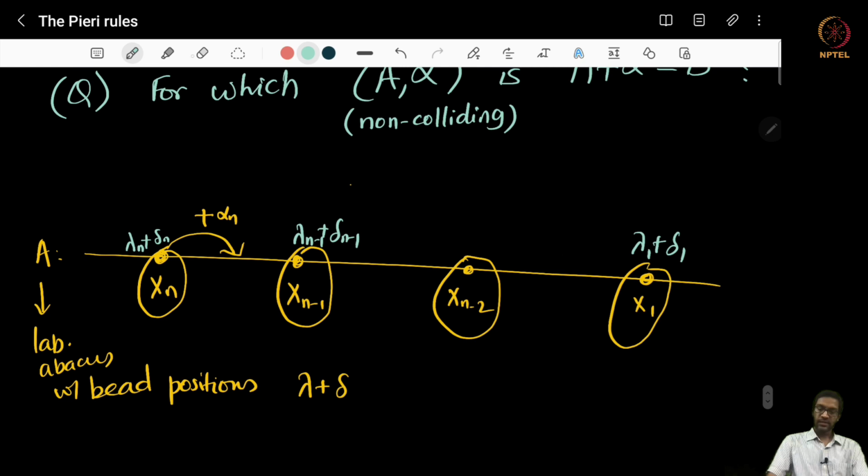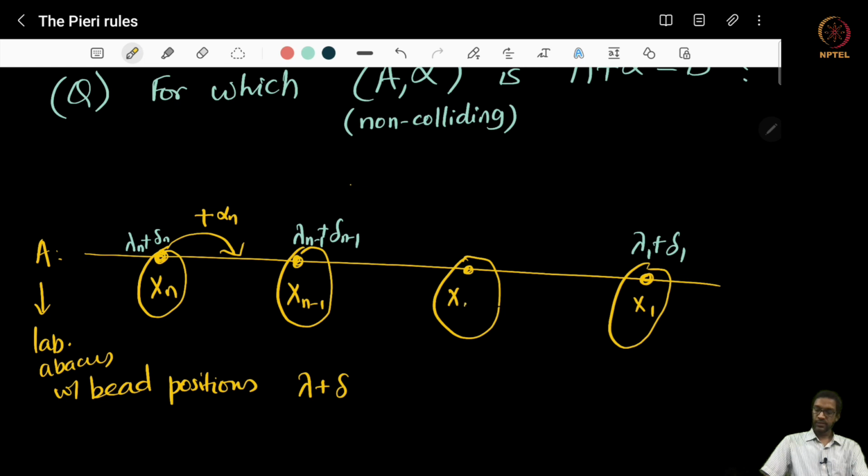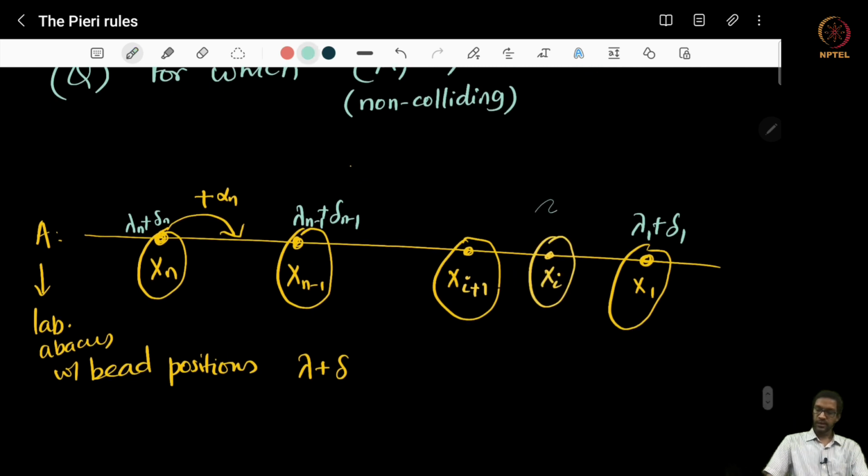So if I had xi, so this is bead xi plus 1, this is bead xi, right? And we know their positions as well. This is lambda I plus delta I, lambda I plus 1 plus delta I plus 1. So what we know is the alpha I plus 1, the amount of movement there doesn't get it past this.